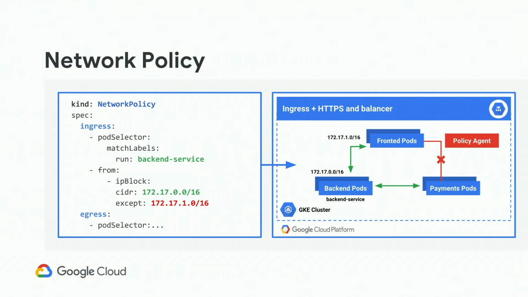So for example, in this policy here, you have ingress and egress rules, which can work on the basis of pod selector labels that you might have on your services. Or you can work on the basis of IP address rules. So you can add address ranges that have access or don't have access to your services. Network policy is enforced in nearly real time and scales with your GKE clusters seamlessly.